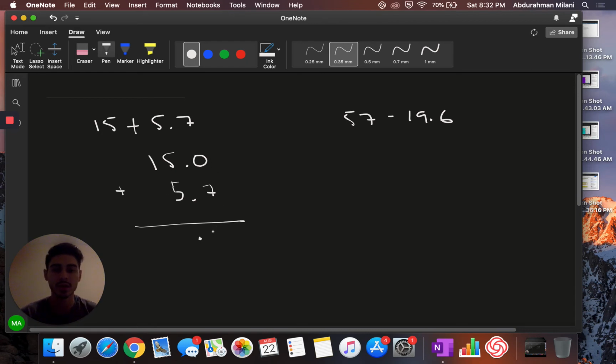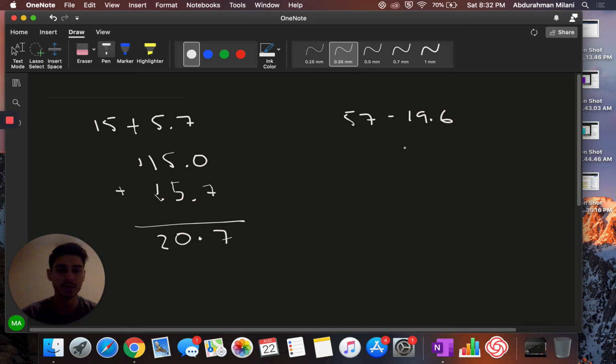So we start from the right side. We have 7. 5 plus 5 makes 10. We got that right there. And then we drop that one down. Well, 1 plus 1, that makes 2. So 20.7 will be the answer for number 1.